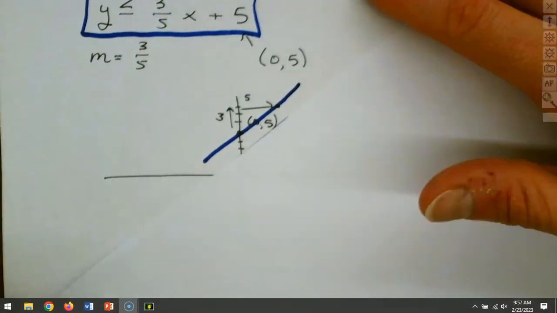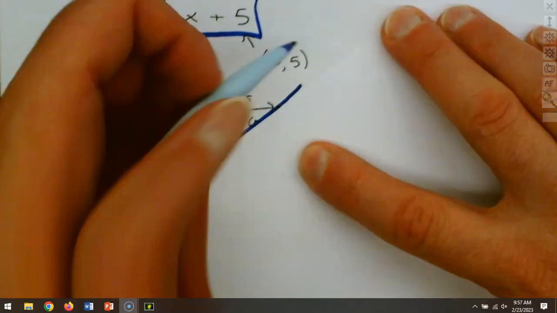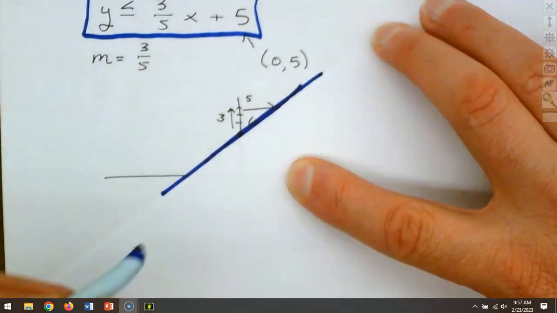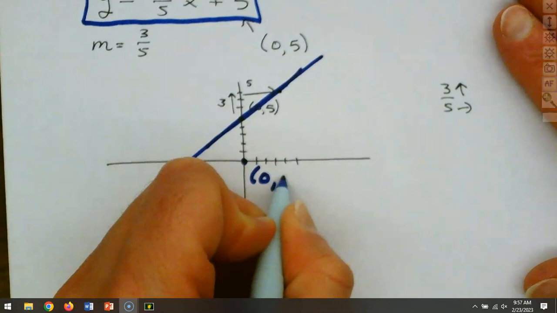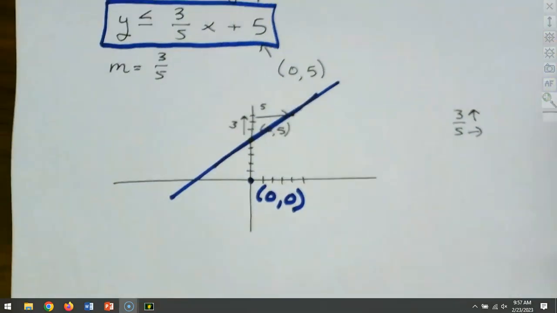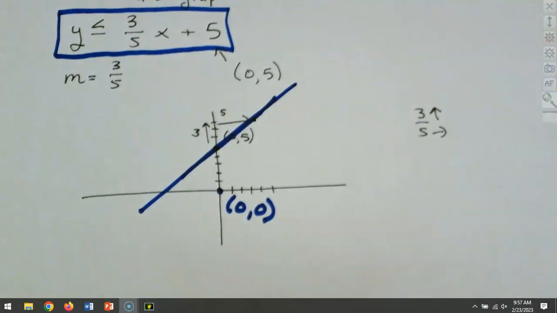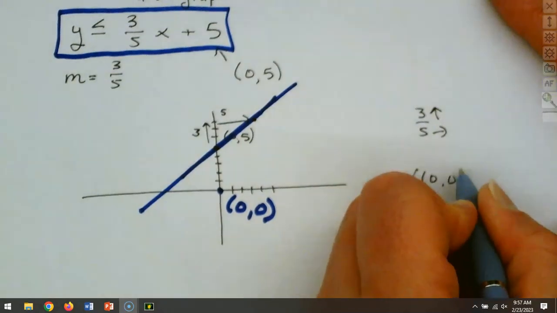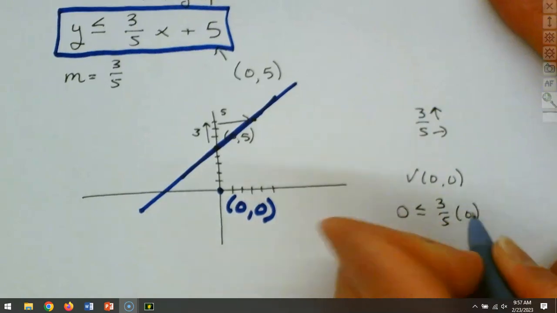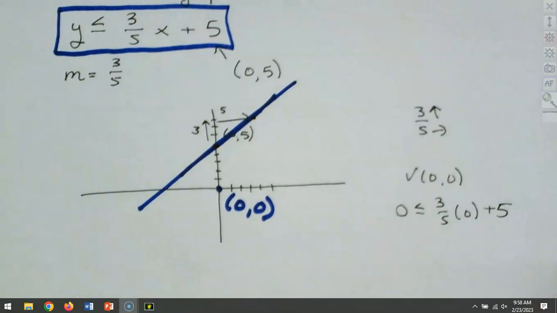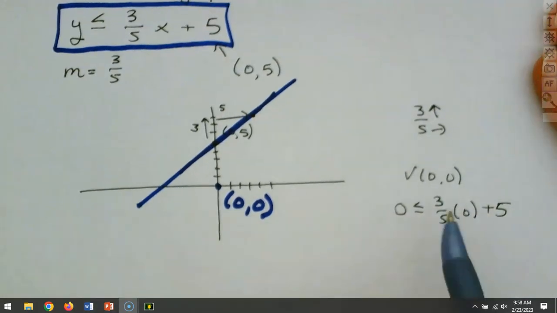Now we need to check, and we check the (0, 0). We're going to shade where it's true. So all you need to do now is check (0, 0). It's right here. We check it in the original, and we see if it's true or false. (0, 0) is what you always want to check, unless the line goes through it, then you pick a different point. But (0, 0) is usually the easiest one to pick. And now we see if it's true or false.